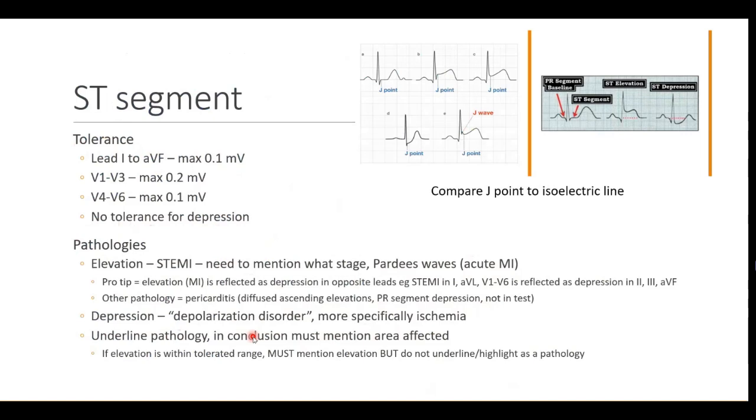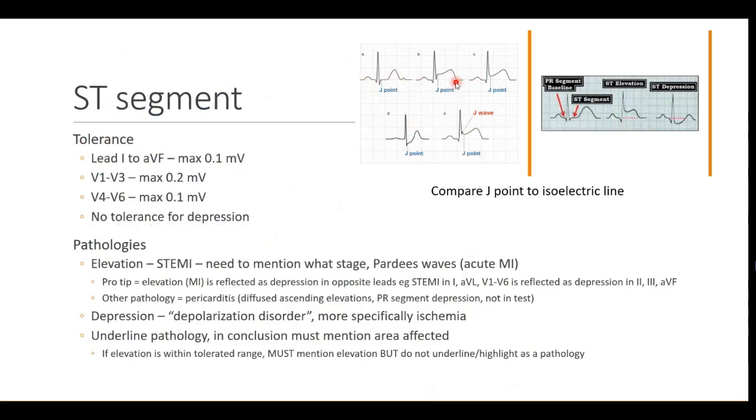Now, how exactly do we determine the ST segment? Personally, it was probably the most time consuming and difficult part. But what you need to be able to identify is this J point. If you identify the J point, everything is going to be easy for you. So what you need to do is compare the J point to the isoelectric line.